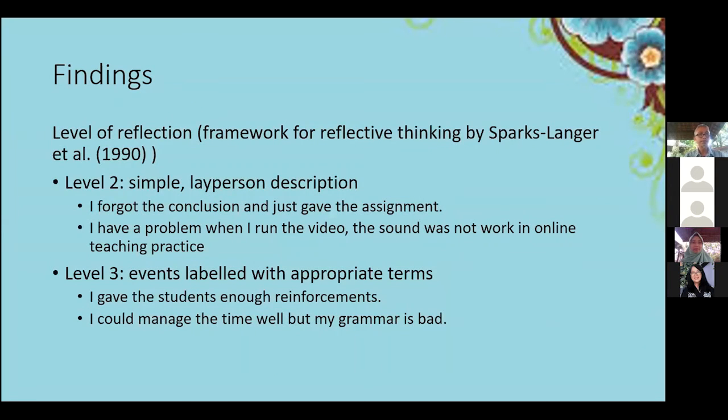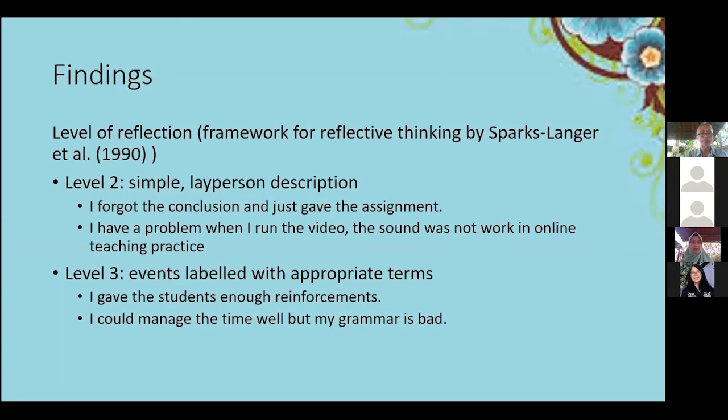And the second finding is about the level of reflection, which is a framework for reflective thinking, according to Sparks-Langer, 1990. So the level of reflection experienced by the student teachers in our department are level 2 and also level 3. In level 2, this is related with simple and layperson's description.